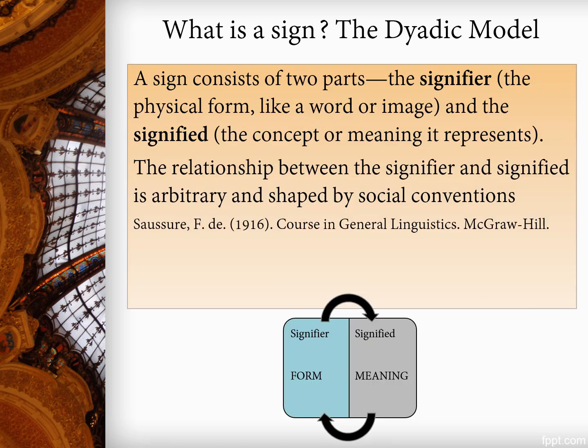So let me start with the dyadic model. I think this is probably the best known model, Saussure's. A sign consists of two parts, something called the signifier, or the physical form like a word or image, and the signified, the concept or meaning it represents. The relationship between the signifier and the signified is arbitrary and shaped by social conventions. I should say that for the uninitiated, when someone says that the connection is arbitrary, they often find this difficult to believe because for them it is so immediate that it seems natural, but it is not, of course, natural.